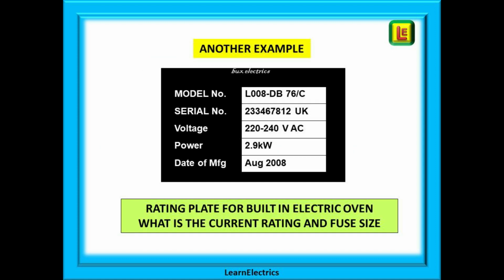Another example. Here we have the rating plate for a built-in electric oven. It is to be installed on its own socket outlet with its own circuit breaker. We need to calculate the current consumption so that we can choose the correct size plug top fuse and the correct circuit breaker.